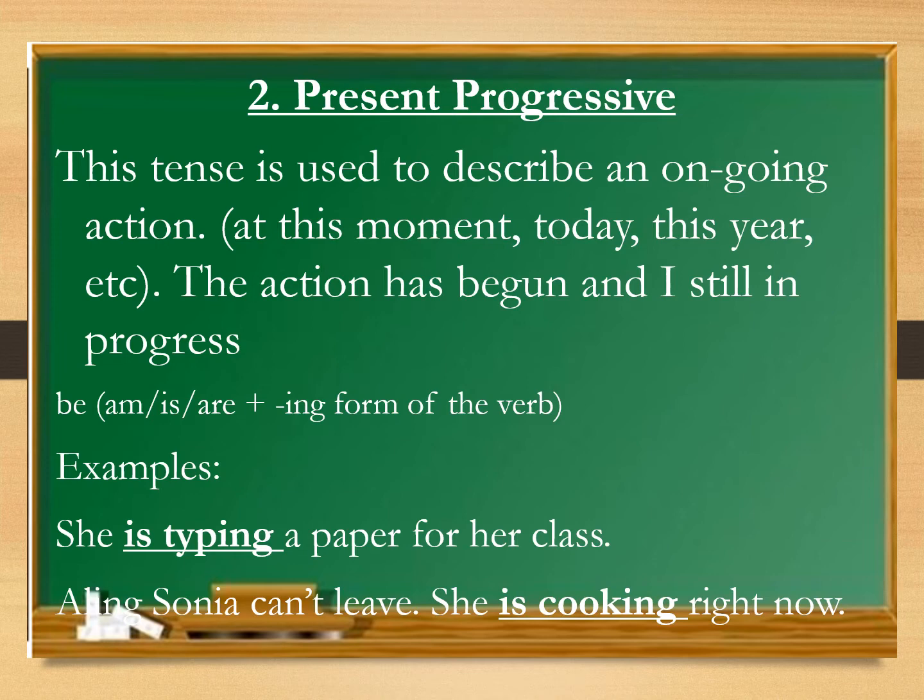Next, we have the present progressive. This tense is used to describe an ongoing action at this moment, today, this year, etc. The action has begun and is still in progress. Examples: She is typing a paper for her class. Aling Sonia can't leave. She is cooking right now.